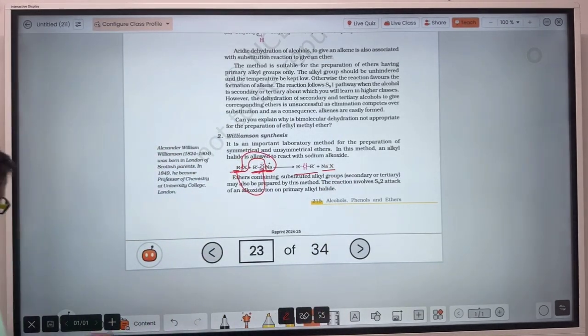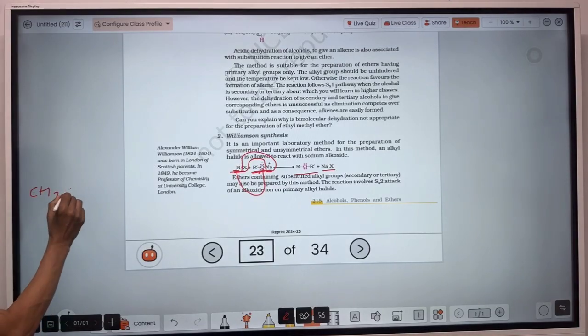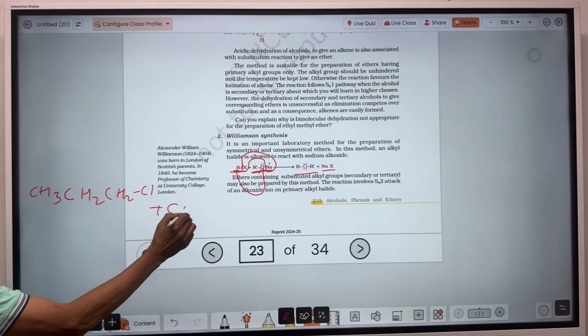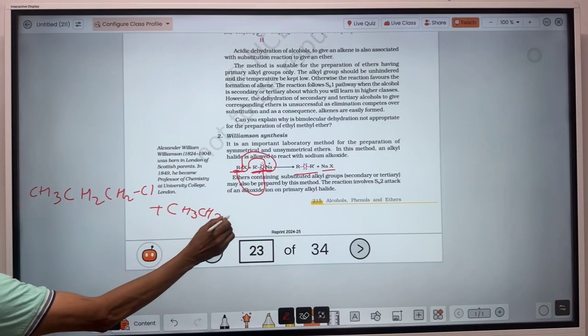For example, suppose there is a compound here that will be reacted with sodium ethoxide.